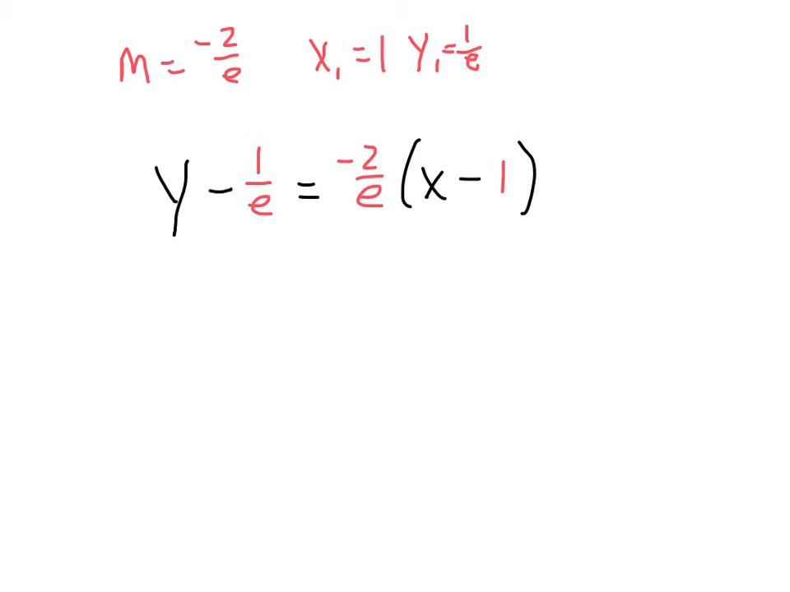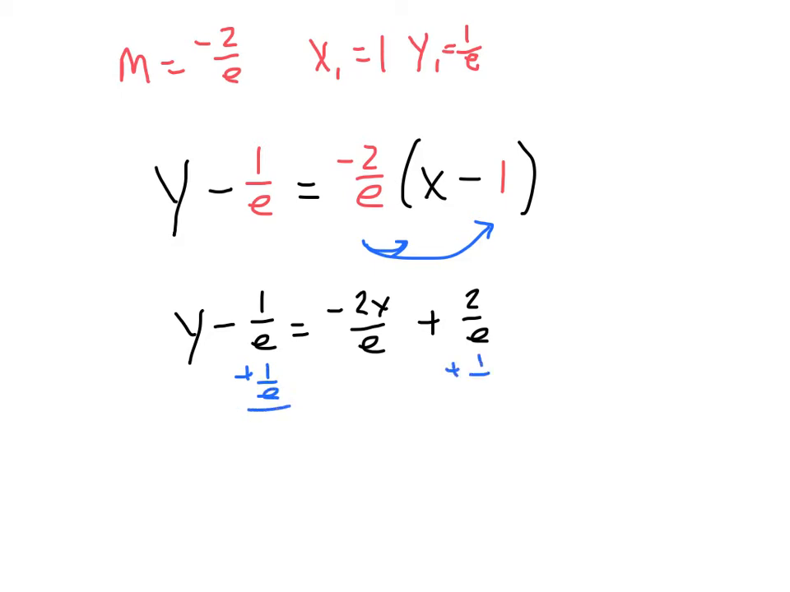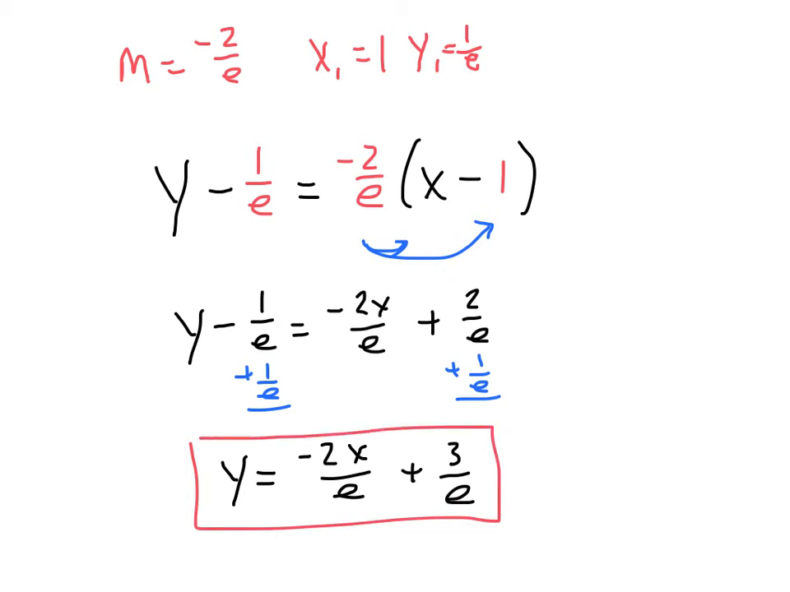And then typically what we'll do is we'll solve for y to get this in slope-intercept form. So first thing I'll do is distribute the negative 2 over e. So I have y minus 1 over e equals negative 2x over e plus 2 over e, because negative 2 over e times negative 1 is positive 2 over e. And then we will add 1 over e to both sides. Normally that would be a little weird, but I think it's pretty obvious that 2 over e plus 1 over e is 3 over e. So our final equation is y equals negative 2x over e plus 3 over e. And that'll be the equation for the tangent line, which hits our curve at the point 1, 1 over e.